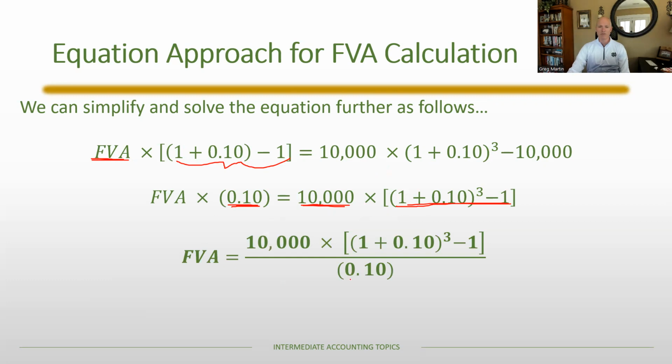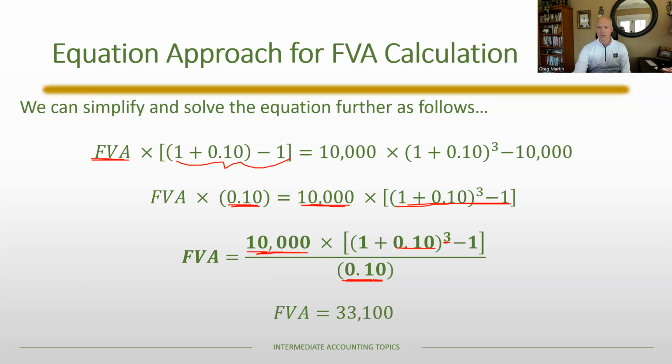Again, try not to get too beat up, but essentially then, if I want to move things over, I divide both sides by the interest rate. And so notice now I have an equation. I have the annuity amount, I have the interest rate, I have the N, and then I have the interest rate again. So now I have what's called a general form equation.